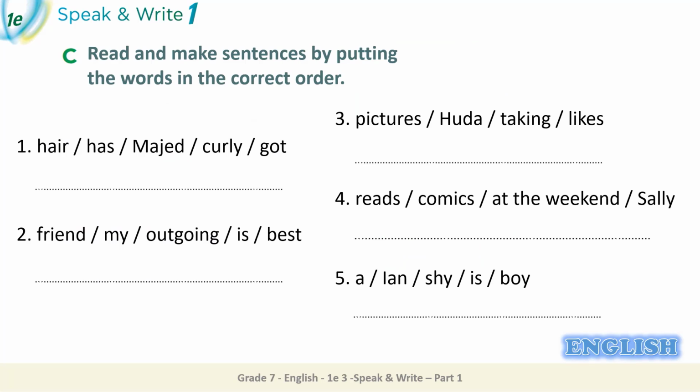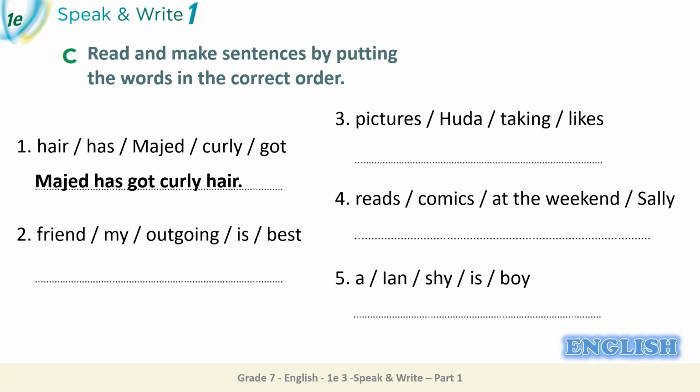So, let's do some practice. Exercise C. Read and make sentences by putting the words in the correct order. Now, we have 5 questions. Remember to use the word order rule. Let's start with question number 1. Here, has, Majid, curly, got. Who can tell me what is the correct answer? Who can put these words in the correct order? That's correct. The correct order is Majid has got curly hair.